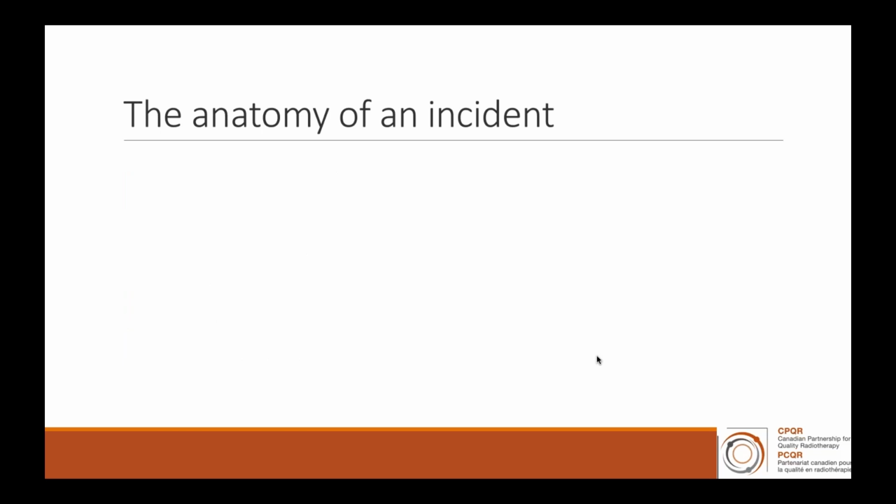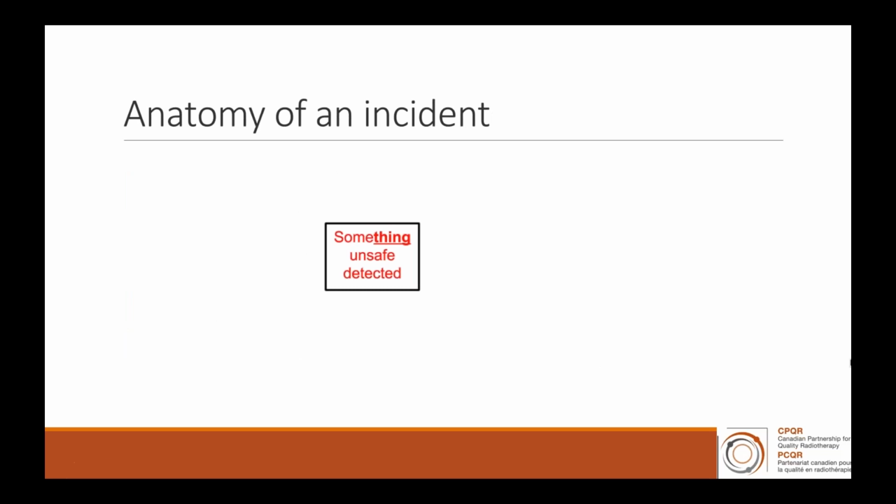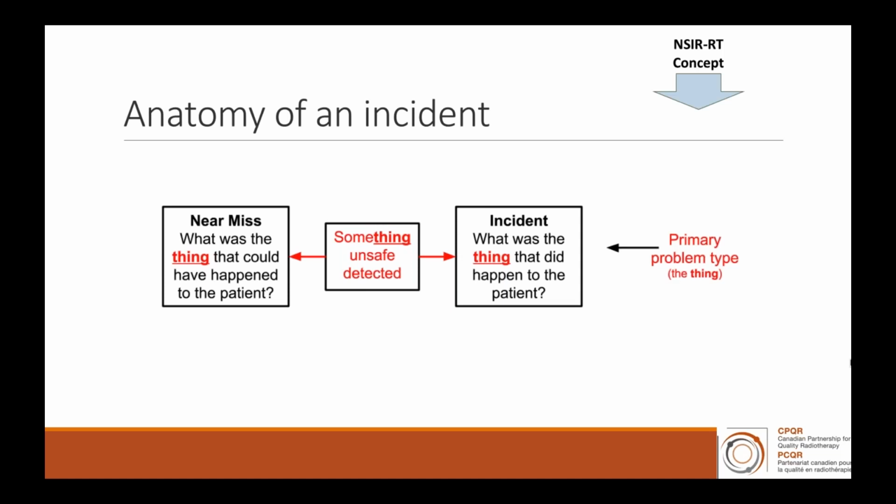Okay, let's have a look quickly at the anatomy of an incident, as this will help us later on in today's presentation. Okay, so something unsafe was detected. If the something reached the patient, then it was an incident. So in this case, we're asking what was the thing that did happen to the patient. If that something did not reach the patient, then it is a near miss. And our question is, what was the thing that could have happened to the patient?